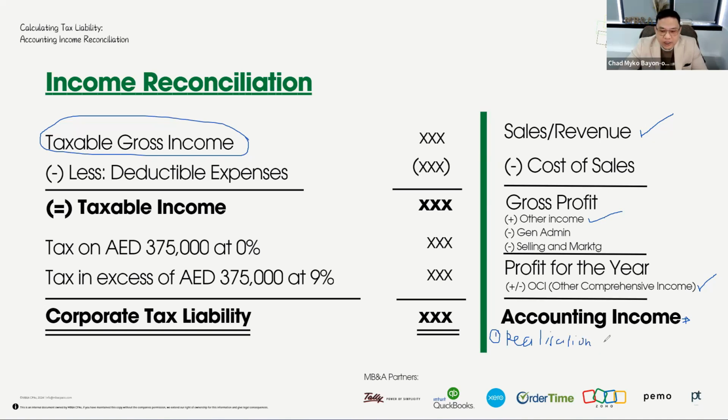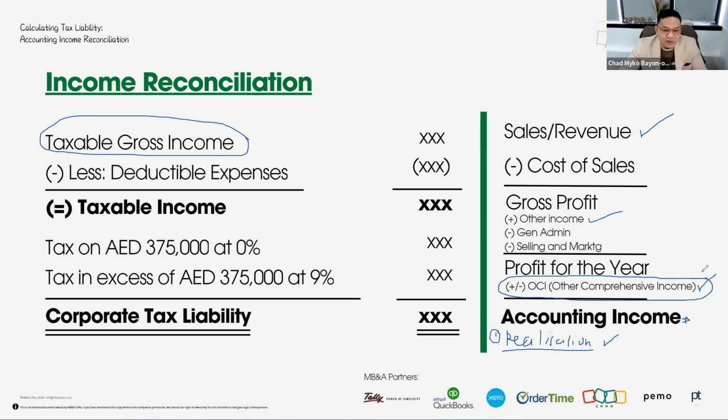So what would be the first adjustment? This is the first adjustment that we have, realization election. What is this realization election? This is pertaining to your other comprehensive income. So this is the first adjustment.